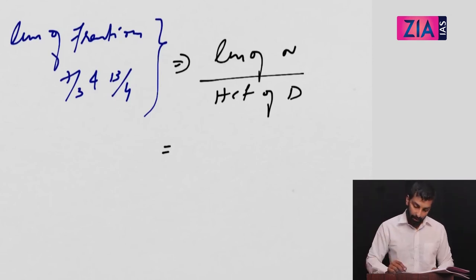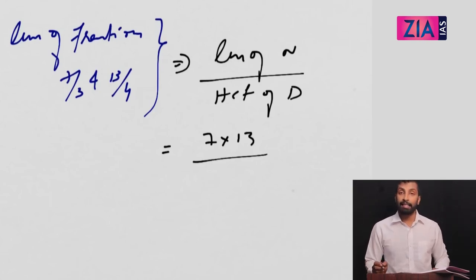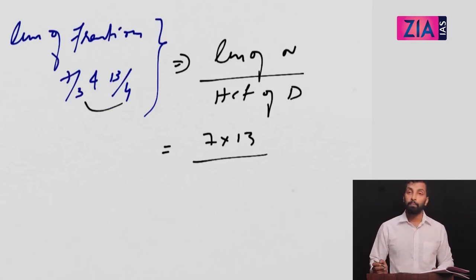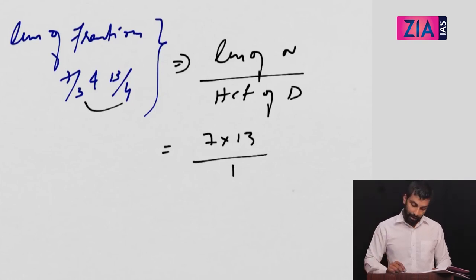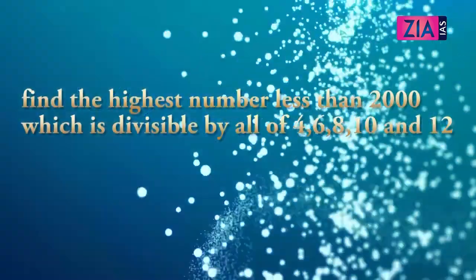So the LCM of numerators means 7 and 13. Between them there is nothing common. So 7 into 13 divided by the HCF of the denominators 3 and 4. What is the common factor between them? That is 1. So that's your answer. 7 into 13 is 91. So 91 is your answer.